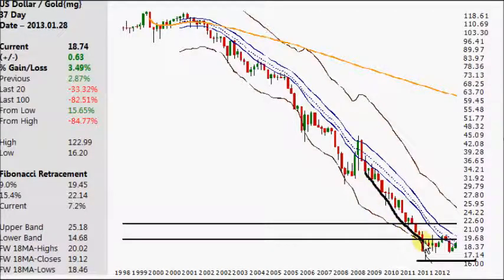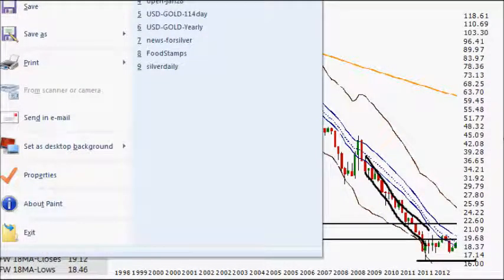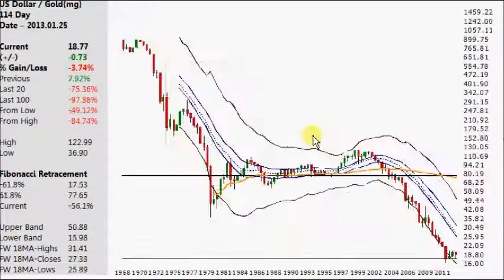It could be just slow and grinding its way through like this, or it could be big, faster moves, and we'll see that more clearly when we expand this from a 37-day chart to a 114-day chart, going back to 1968. The Fibonacci retracement is from this low and this high.